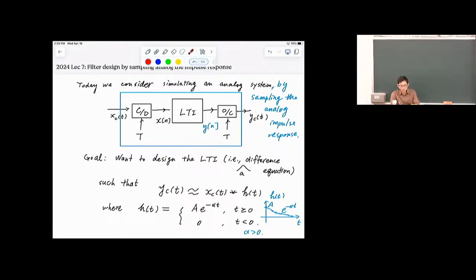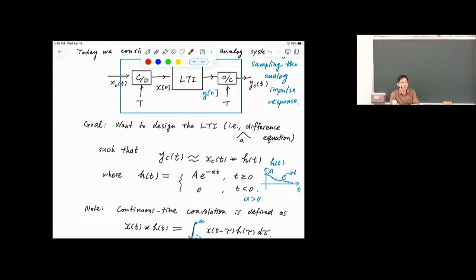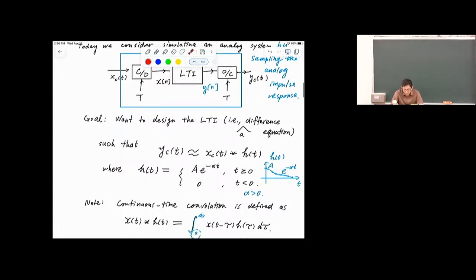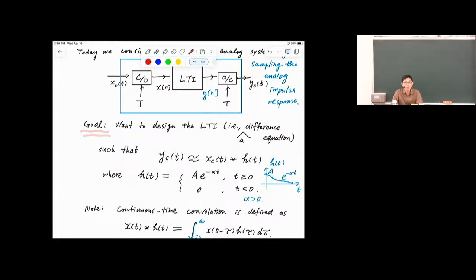We are going to design an LTI system. In this example, and in most other examples we will encounter in this semester, we most often design the LTI system by finding a difference equation. Almost always. 100%, I should say. 100% when we design an LTI system, I'm going to find a difference equation, seriously. At least for this example. So now let's specify our design goal.